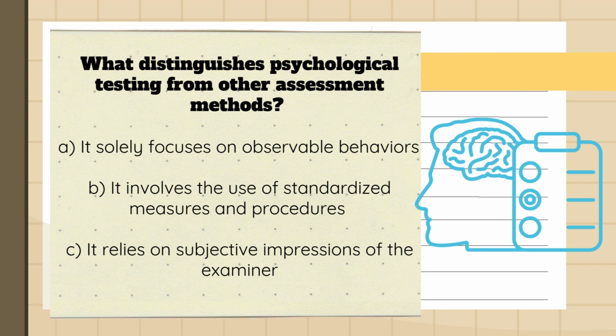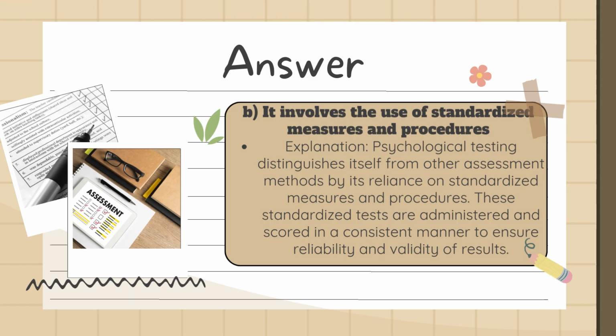What distinguishes psychological testing from other assessment methods? A. It solely focuses on observable behaviors. B. It involves the use of standardized measures and procedures. C. It relies on subjective impressions of the examiner. B. It involves the use of standardized measures and procedures.